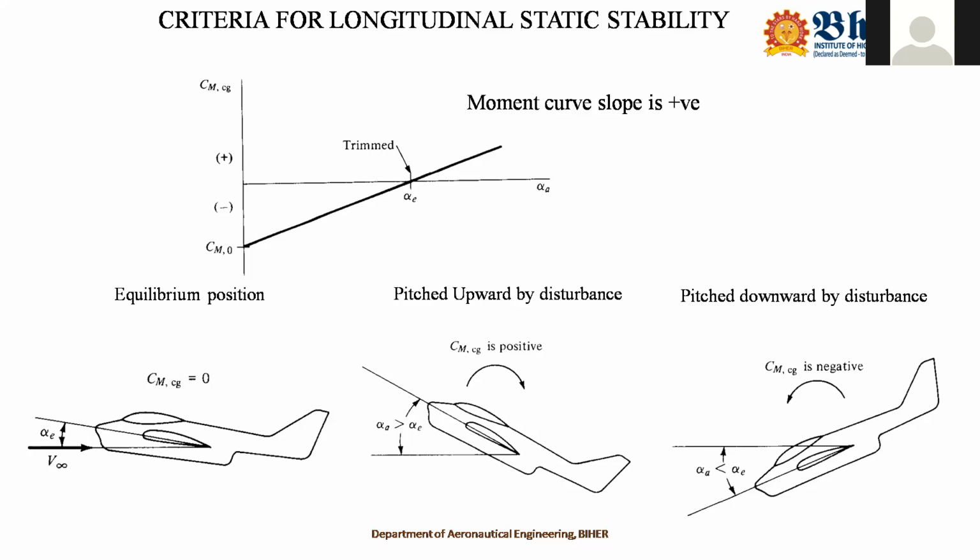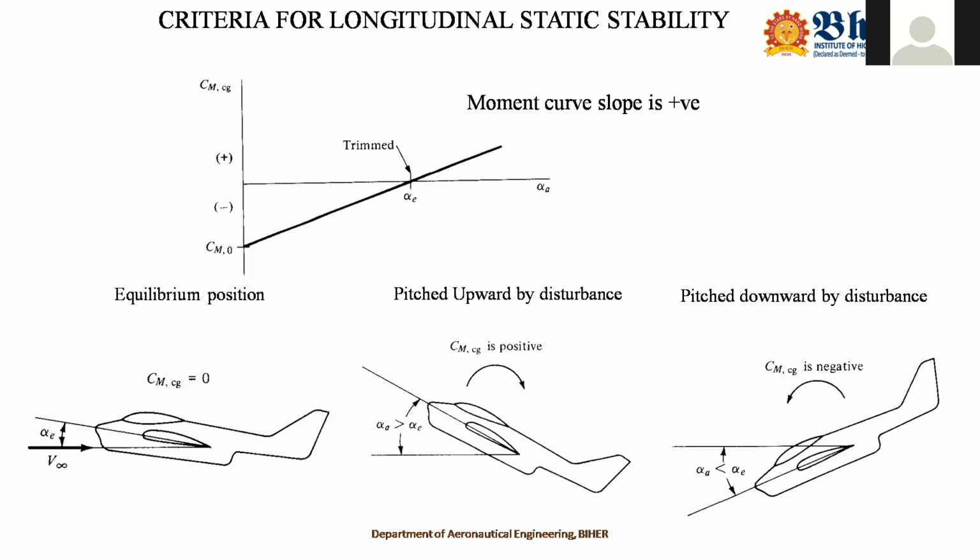So now go to the plot. If it is less than the trimmed angle of attack, then how about your CMCG? The CMCG is in the negative y-axis. So when it is negative, then how about the sign convention? It is counterclockwise direction. So when it is in the counterclockwise direction, look at this figure. So it is tending to move the aircraft somewhere away from the equilibrium condition.